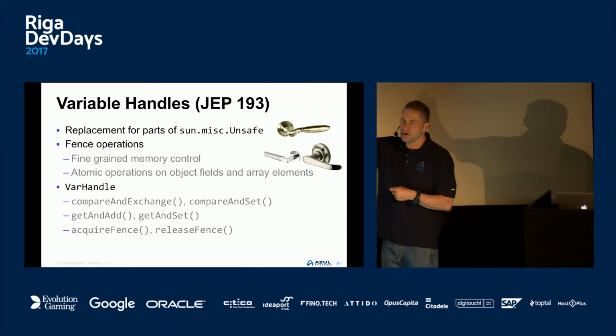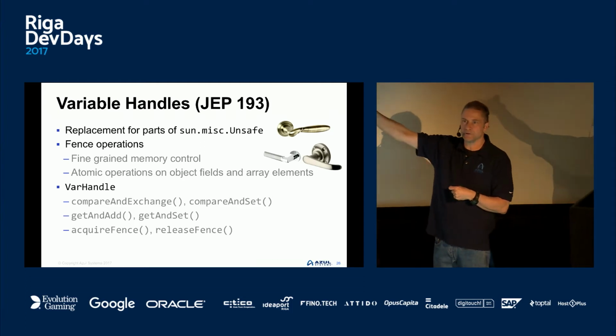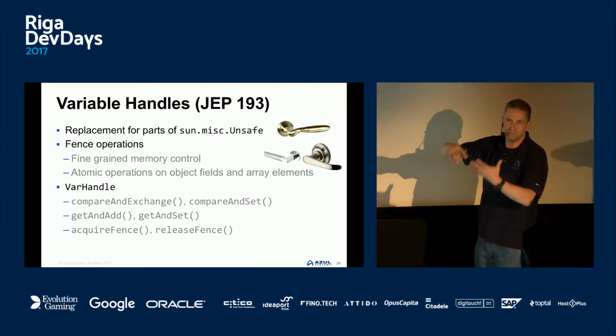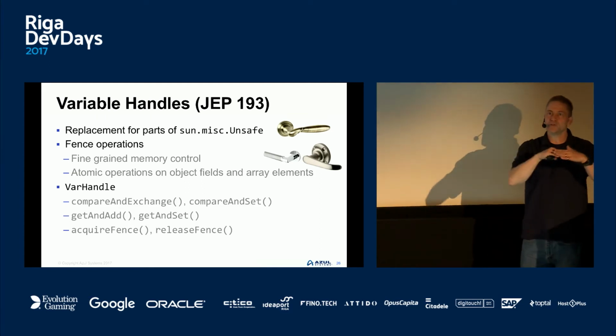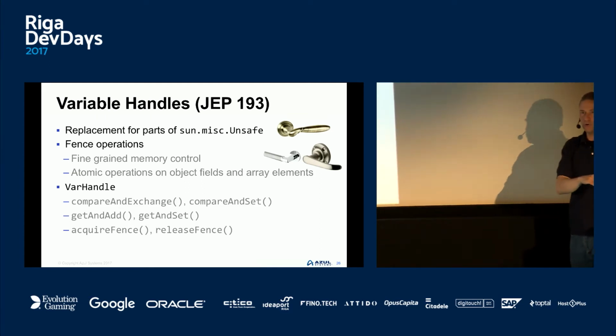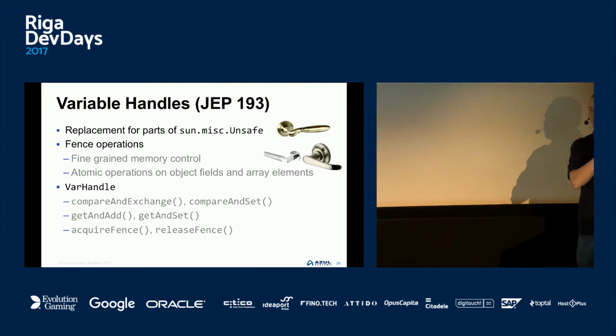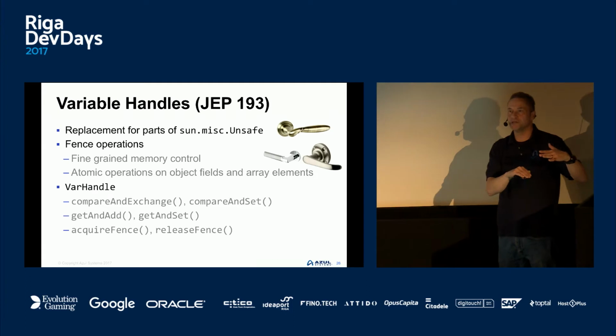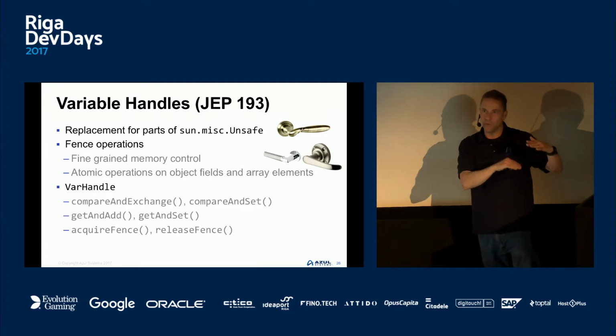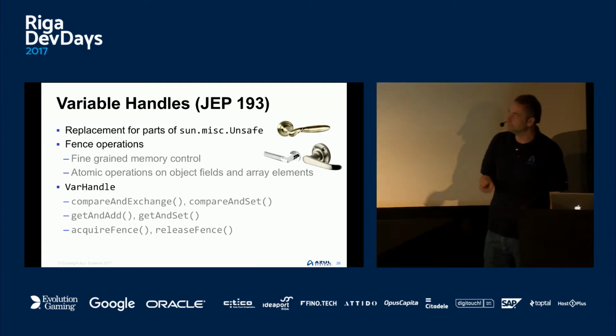Once you've got a reference to a variable handle, you can do things like compare and set, compare and exchange, atomic operations. You can do get and add, get and set, and you can also put fences around your operations so that you can say, right, I don't want the JVM or the processor reordering these operations to try and improve efficiency. I want them happening in this particular order.